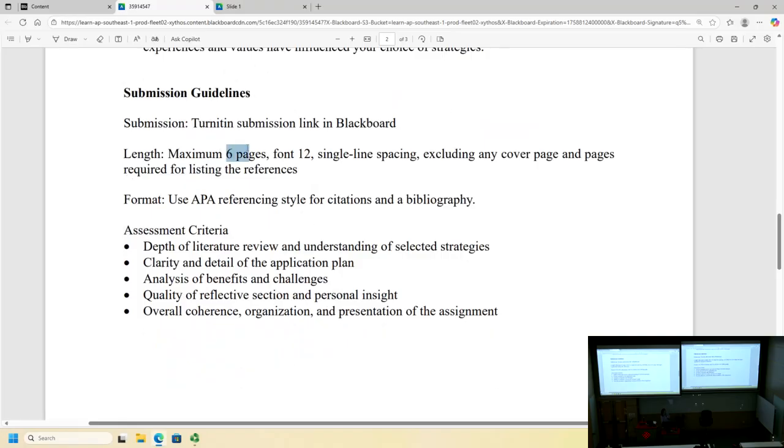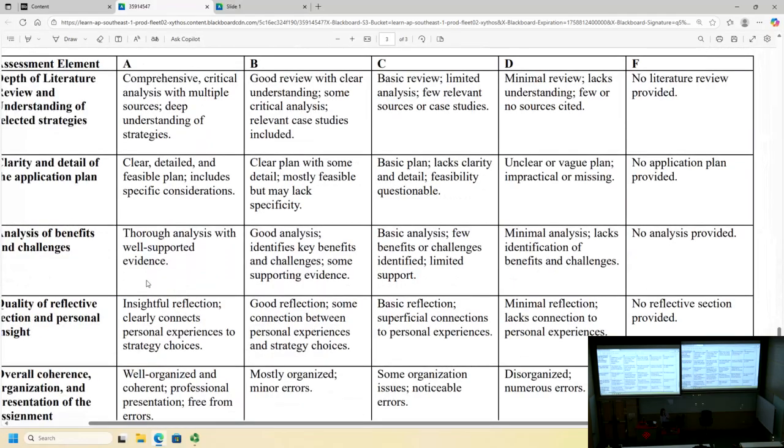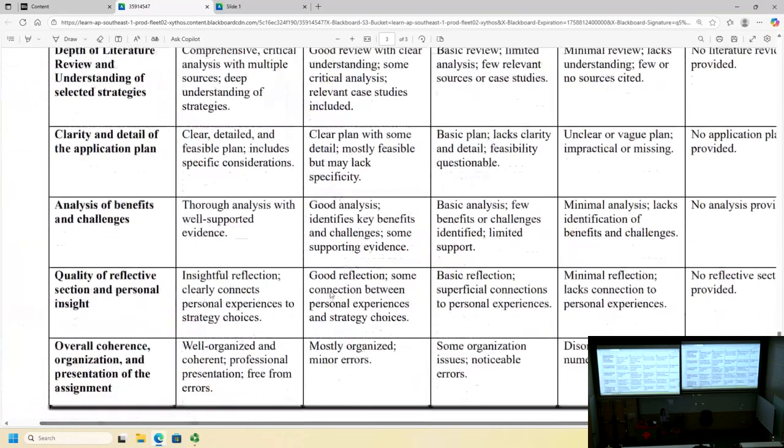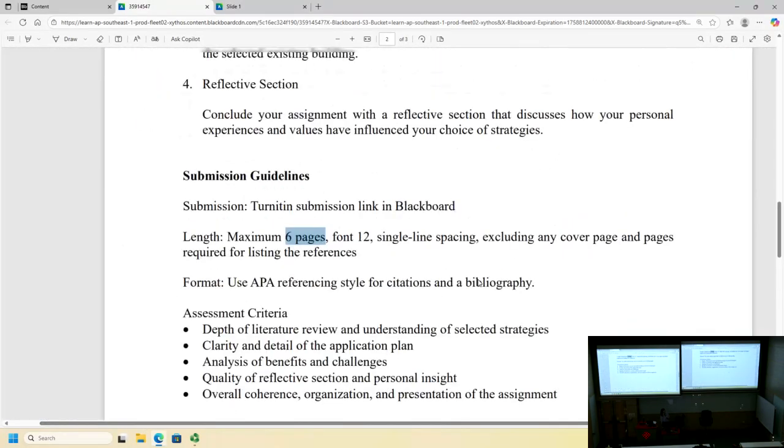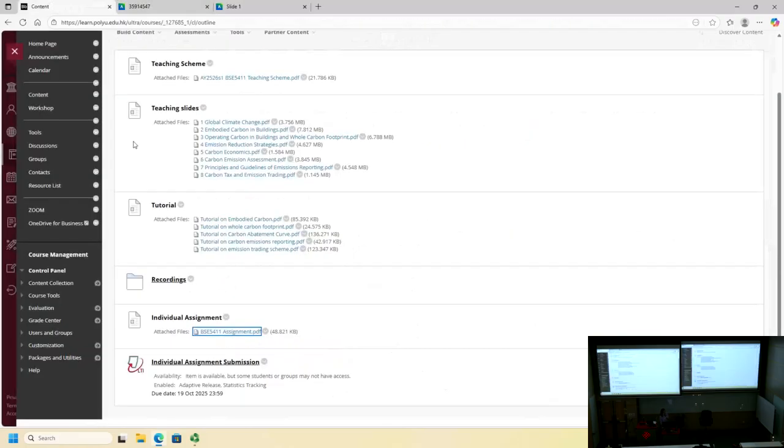And maximum 6 pages, not too much. And single line spacing, including the cover page and pages for listing the references. And for the references, please use the APA referencing style. And the assessment criteria would be these. You can refer to the assessment rubrics. So not a complicated assignment. But it is individual. So everyone needs to submit the assignment to this Turnitin link.